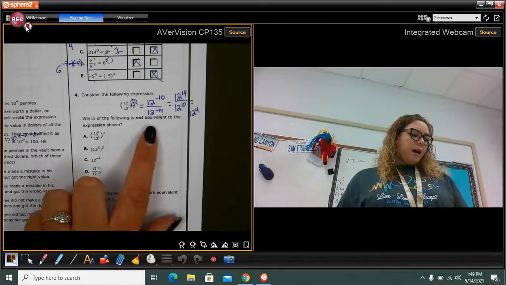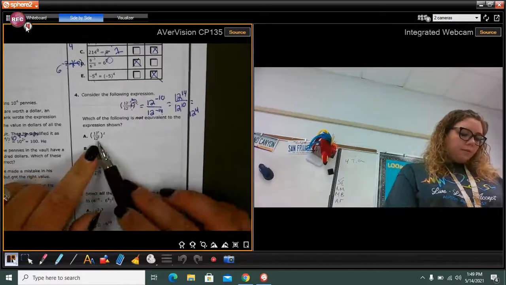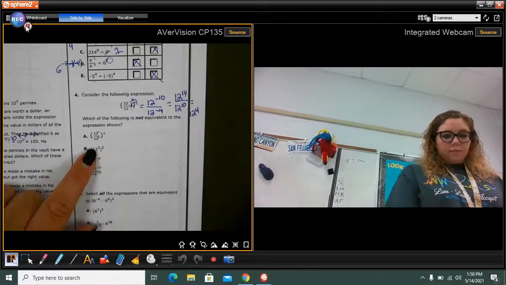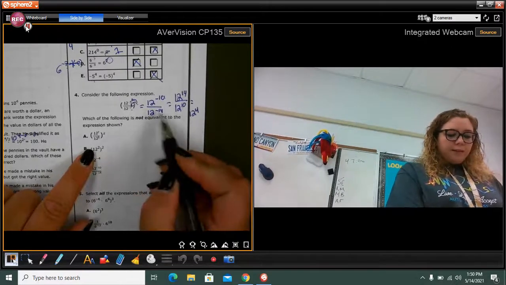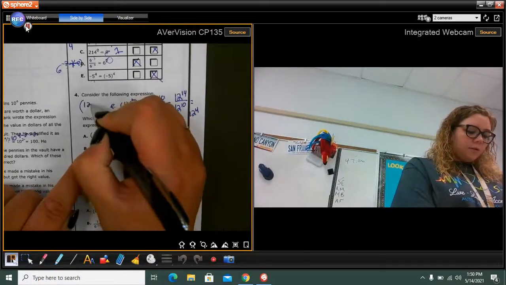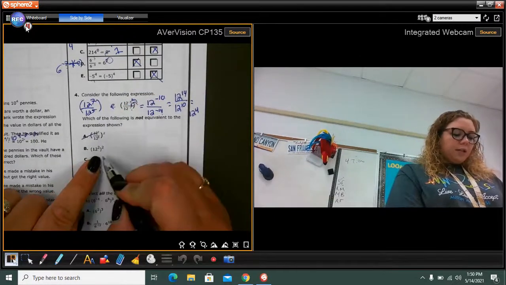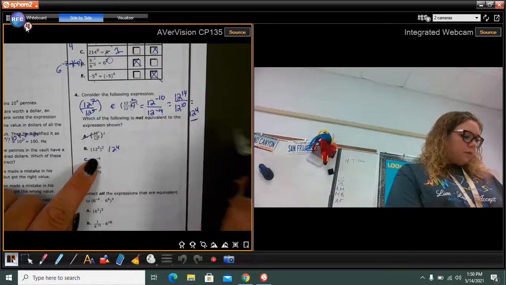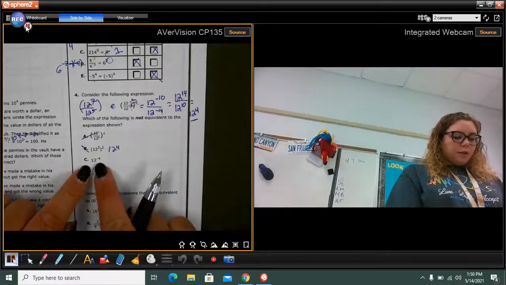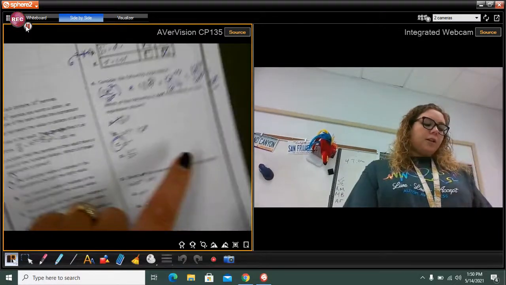Which of the following is not equivalent to the expression shown? Let's look at A. Okay. So it looks like what they did is they went ahead and flip-flopped them. Is that what we did? Yes, we did it after this, but we could easily come here and do it before we distribute that to it. Okay, so that is equivalent. So this is 12 to the 4th. Is that my final answer? Yes. That is equivalent. Okay, 12 to the -4th? No. That would not be equivalent because we know it's going to be a +4.